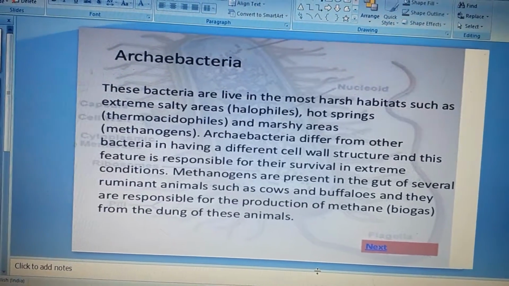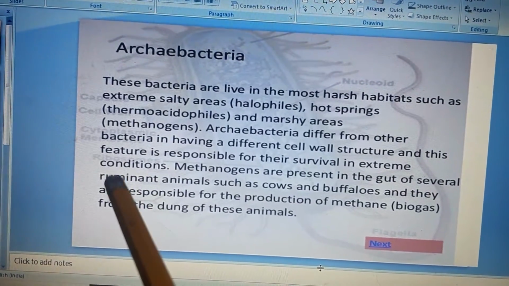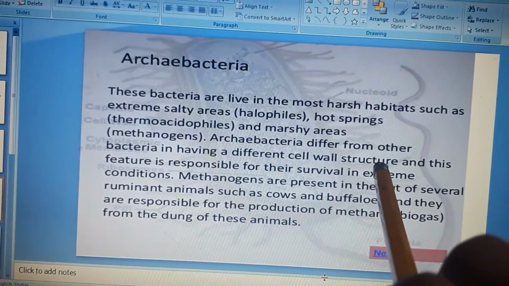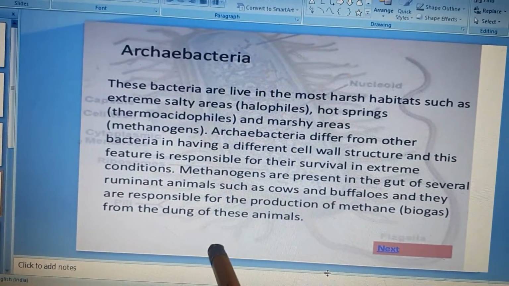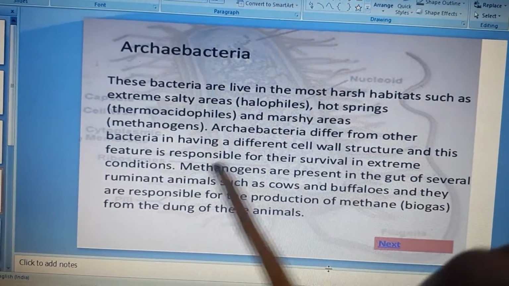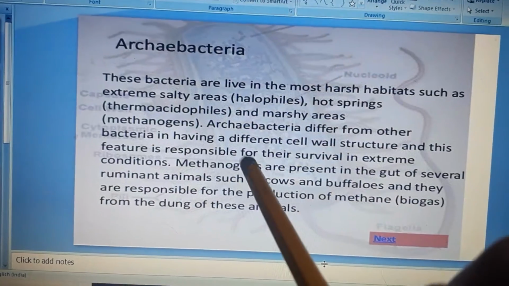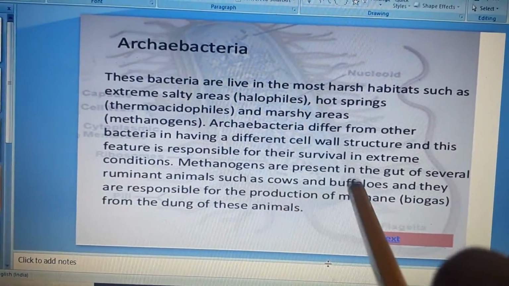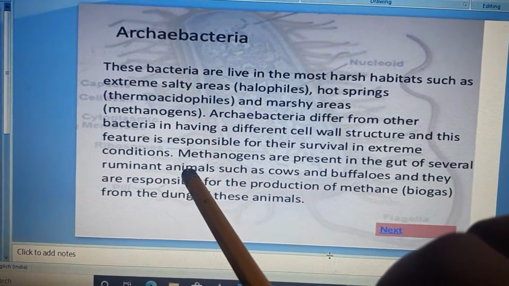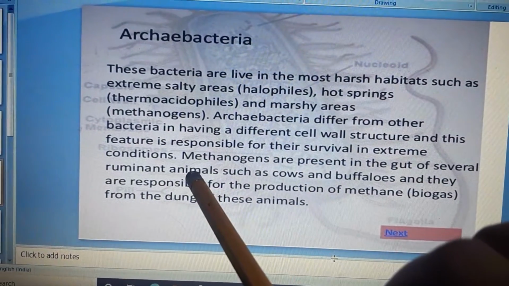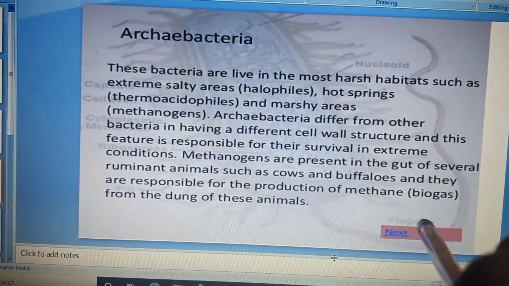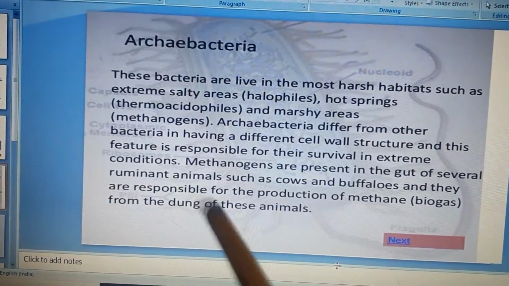The characteristic of Archaebacteria that differs from other bacteria is a different cell wall structure. Due to this different cell wall structure, they are able to survive in extreme conditions. Methanogens are present in the gut of several ruminant organisms and help in the digestion of cellulose and produce methane, which is biogas, from animal dung.